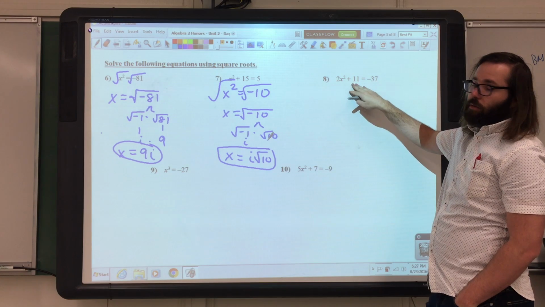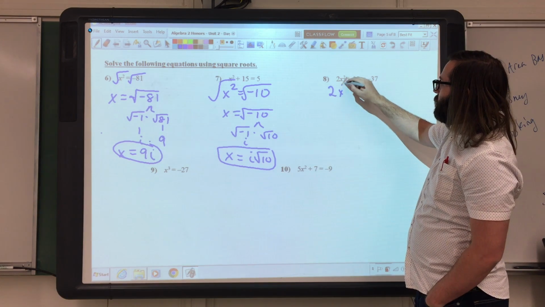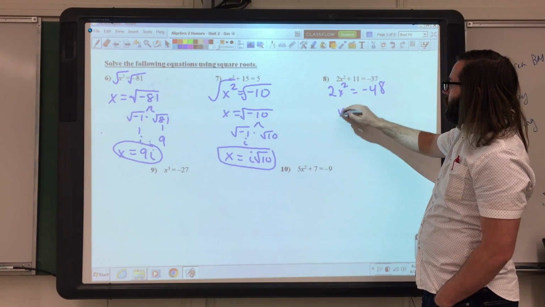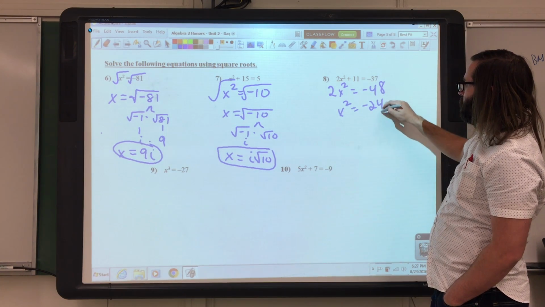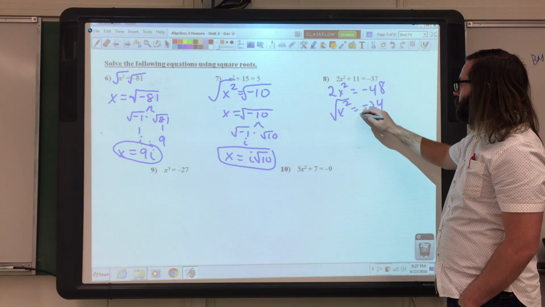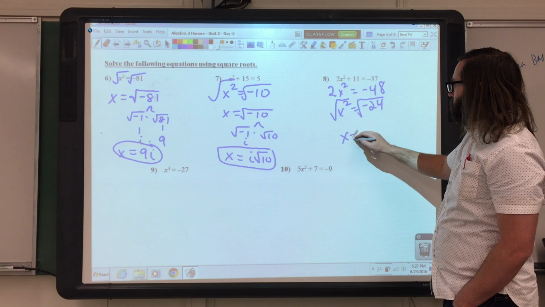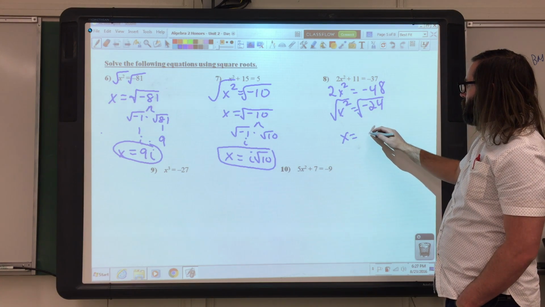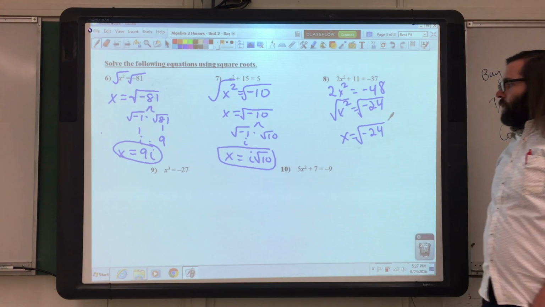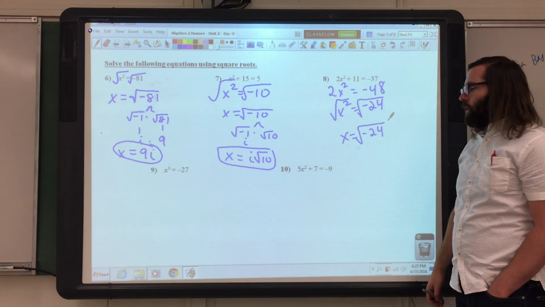Take a look over here. We subtract 11 from both sides, and you get negative 48 divided by 2. X squared is negative 24. To get rid of the squared, you square root. So x is the square root of negative 24.